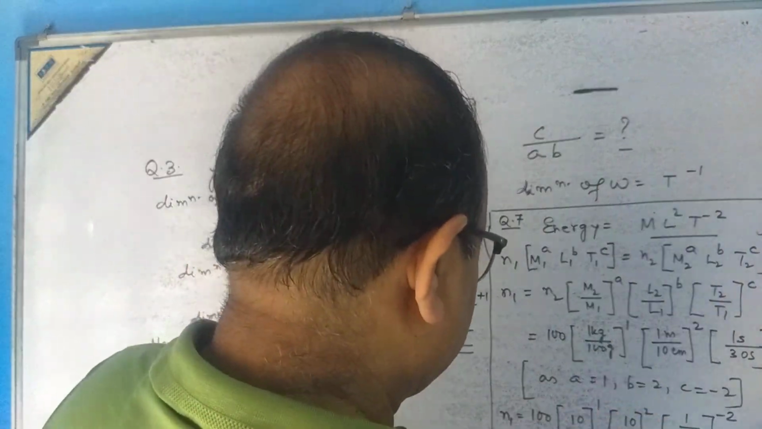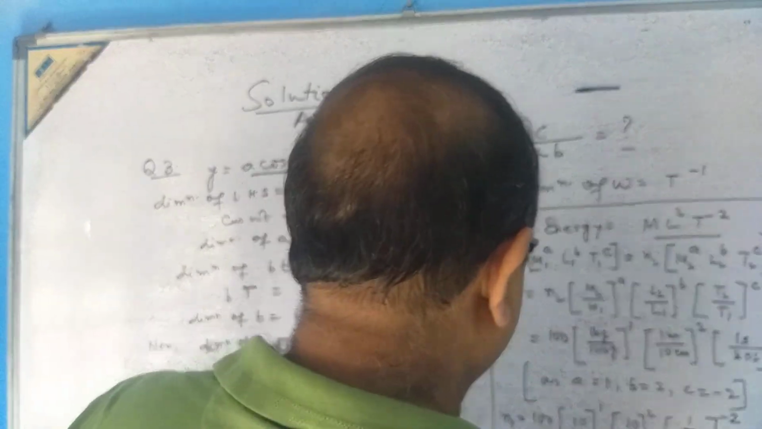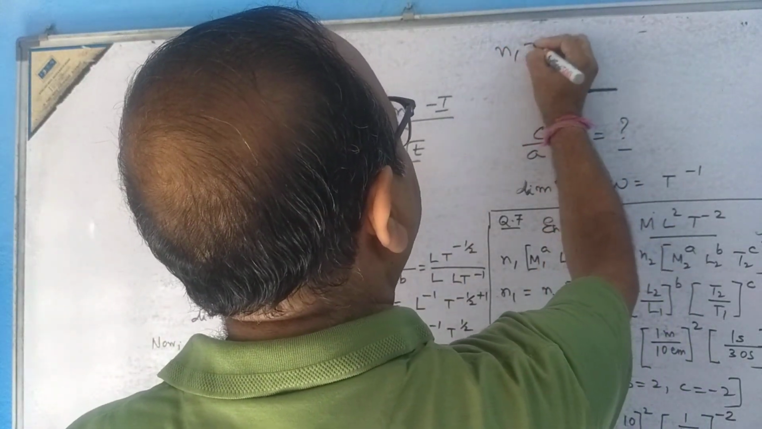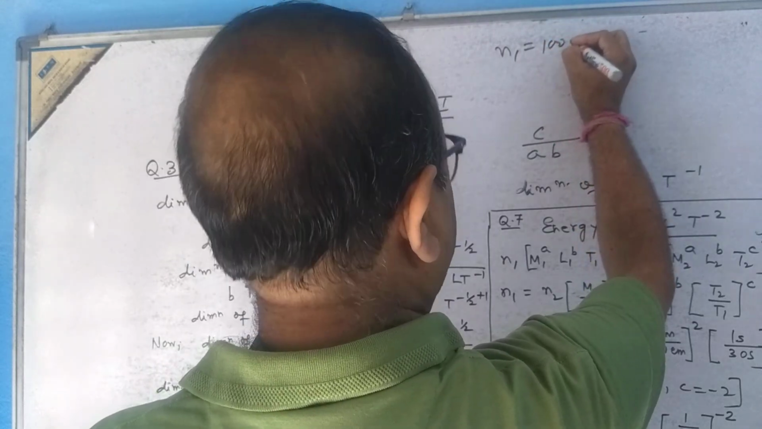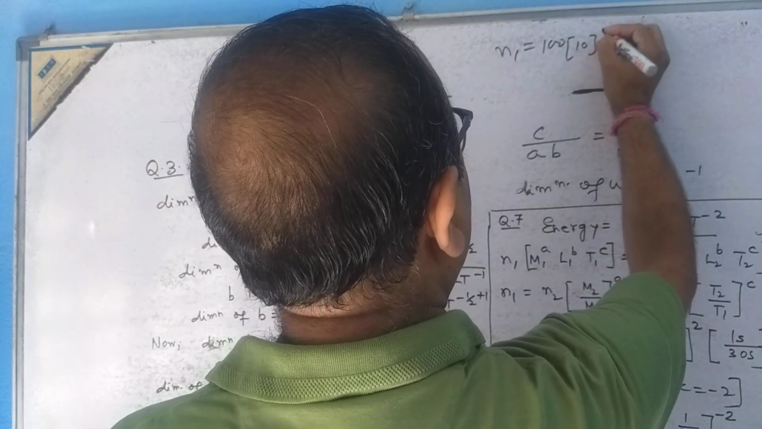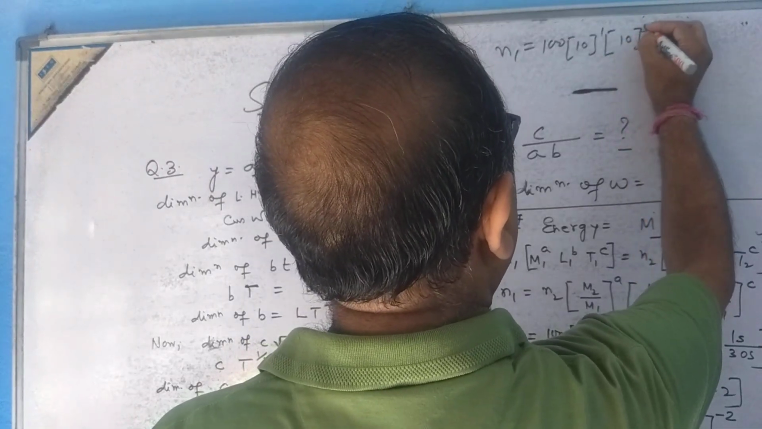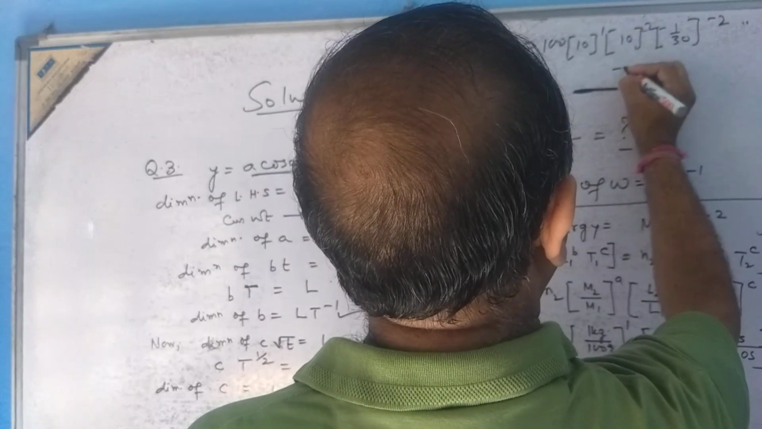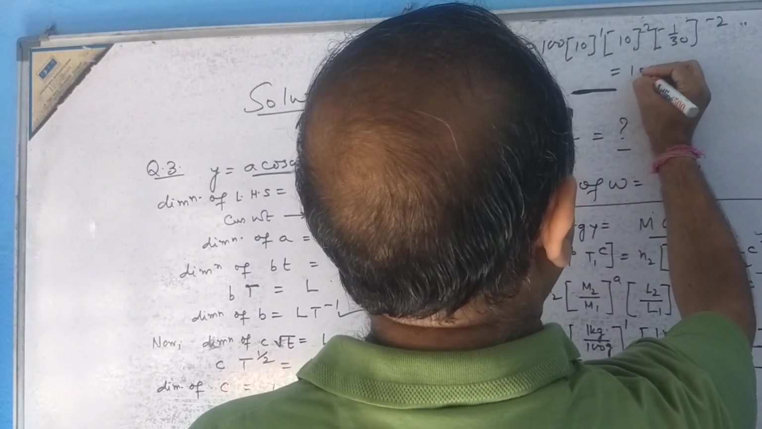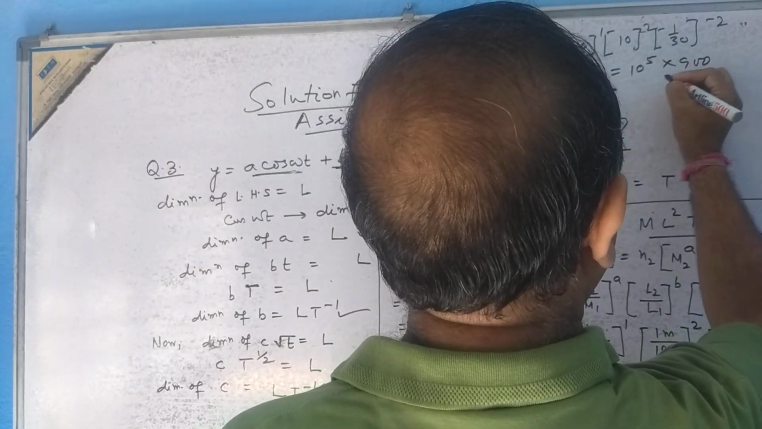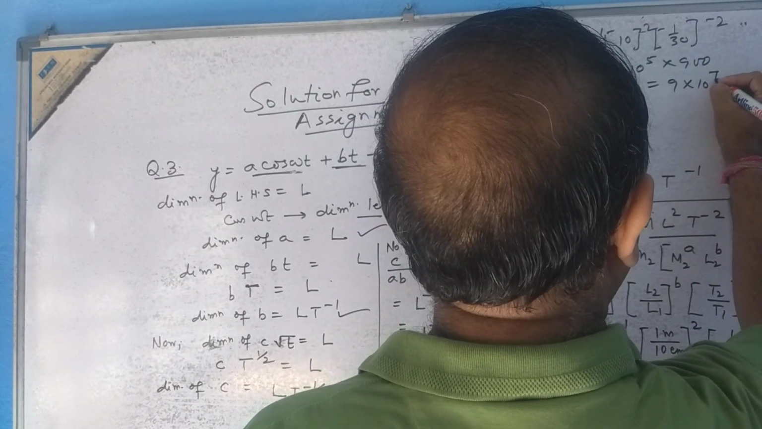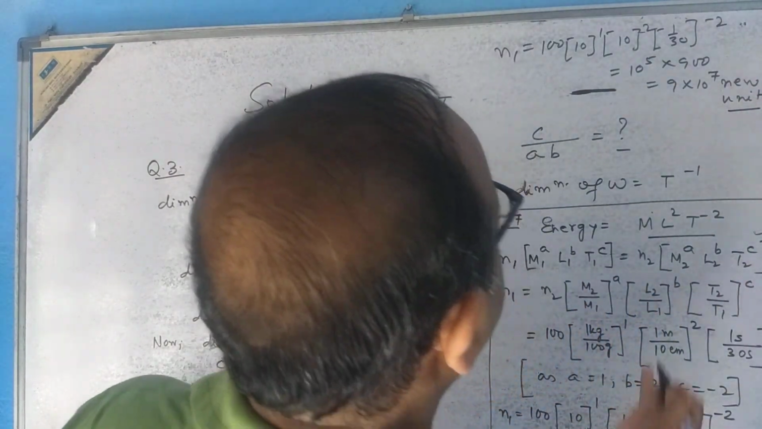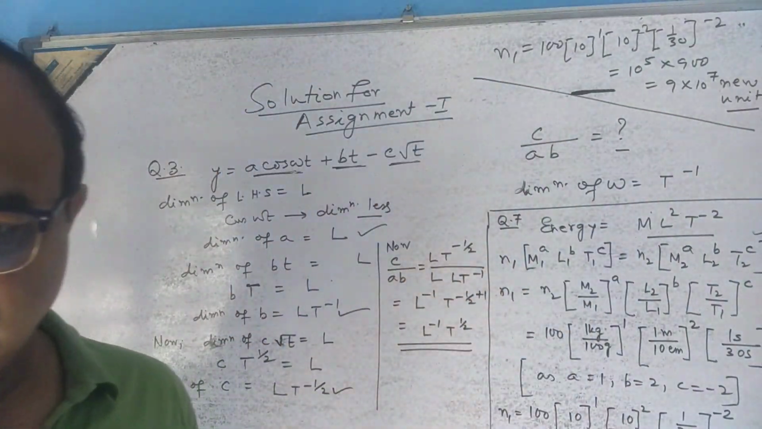Sorry students, I am just writing. I think the last line is not visible. The last two lines I am writing here. n1 is equal to 100 into 10 to the power 1 into 10 squared into 1 by 30 to the power minus 2, which comes out to be, you can solve, you will get 10 to the power 5 into 900, that is equal to 9 into 10 to the power 7. This much new unit. Here, this portion I have taken it here. Look at this.